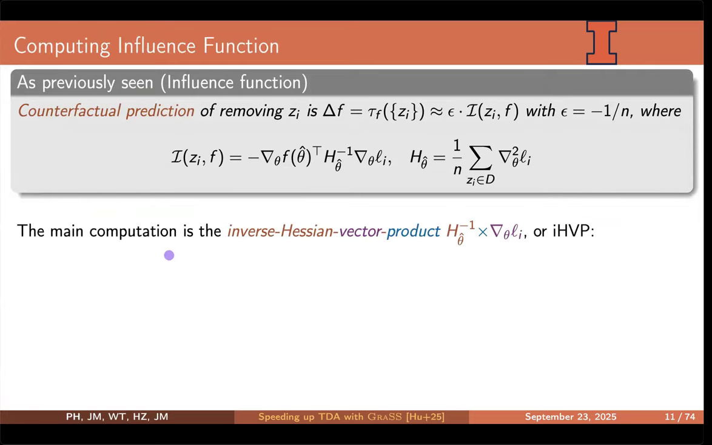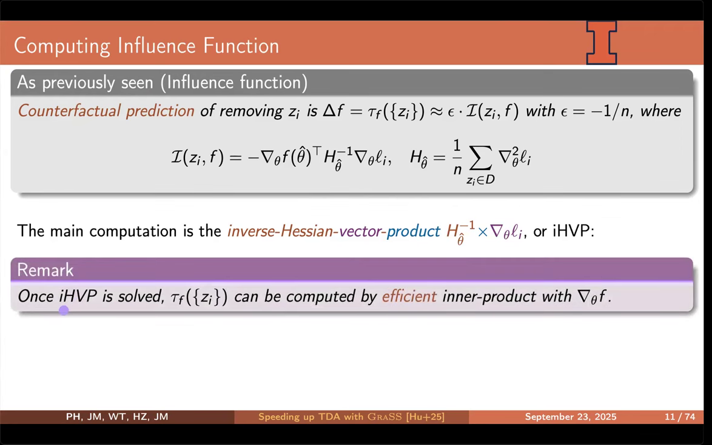After you stare at this for a while, you will see the main computation should be the second part, which is the so-called inverse Hessian vector product, or IHVP. The inverse Hessian corresponds to this part, the vector corresponds to the per sample gradients, and the product corresponds to this multiplication. Why is that? Once IHVP is solved, so you compute this for every i, then you can compute the influence by an inner product with your gradients of f. And the inner product is very efficient. So the main computation is this IHVP.